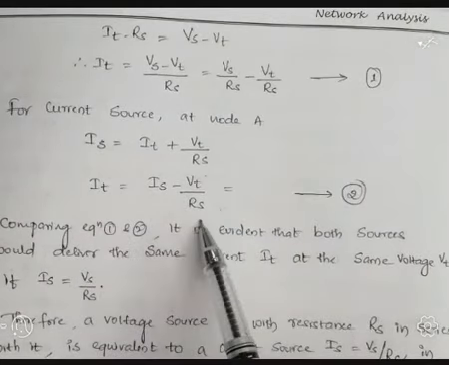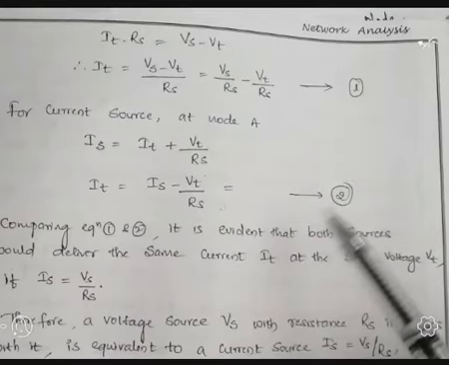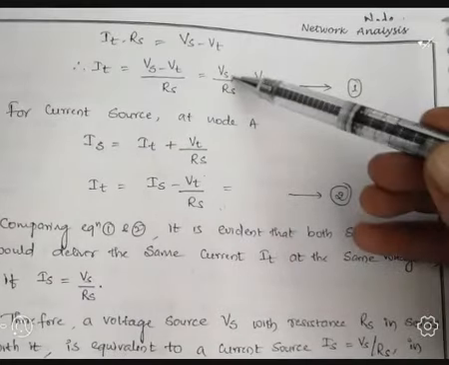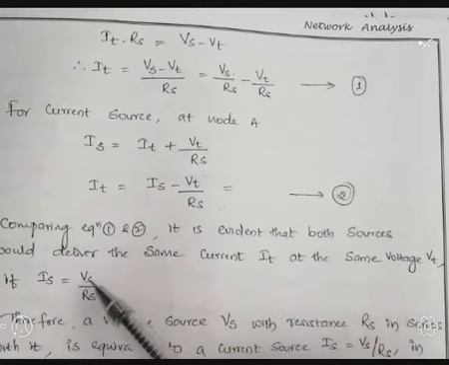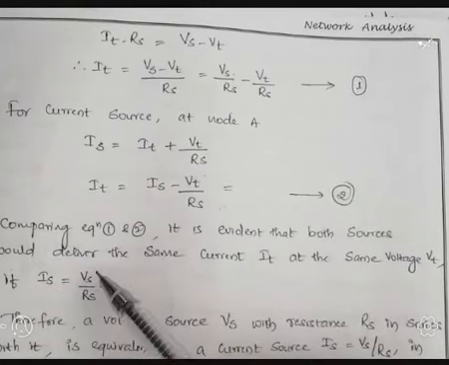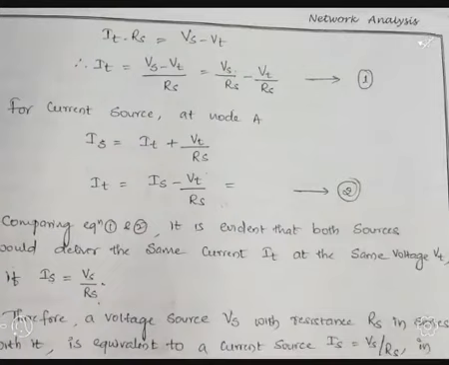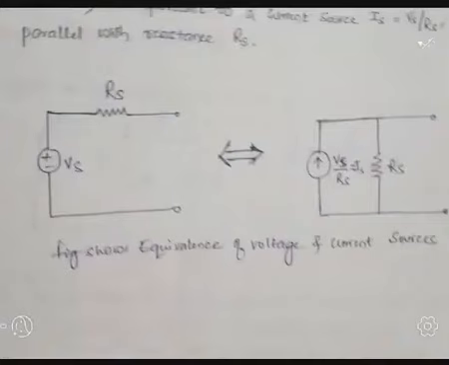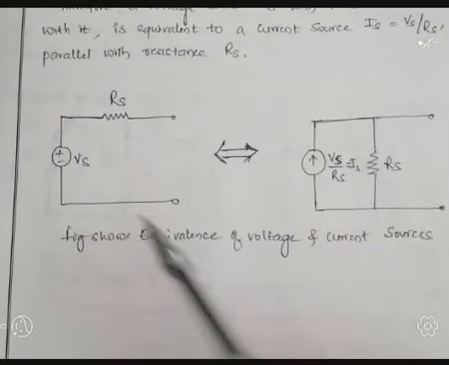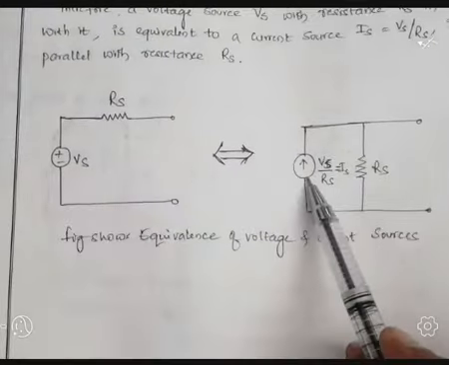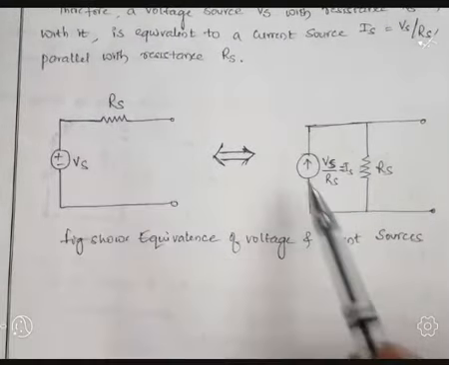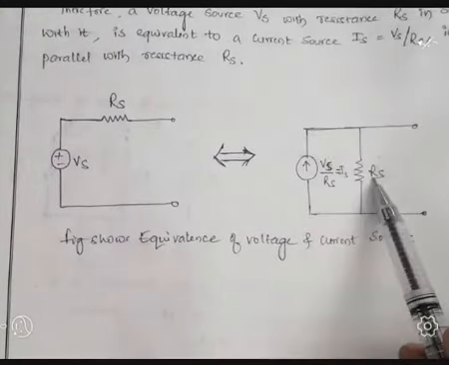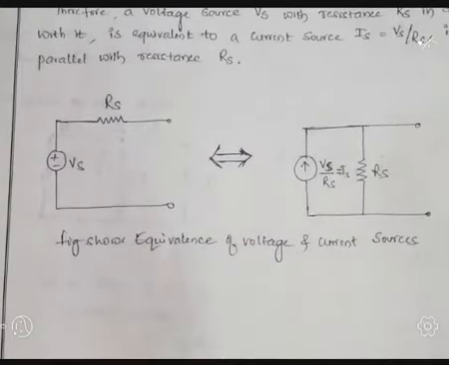So compare equation 1 and 2. What we are getting? Is equal to Vs by Rs. Same thing. So supply current equal to supply voltage divided by resistance. This is the source transformation technique. So this voltage source is transformed to current source. Simple thing: always voltage sources are connected in series with resistance and current sources are connected in parallel with the resistance. We will discuss with the help of an example.